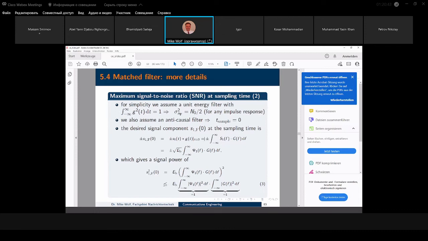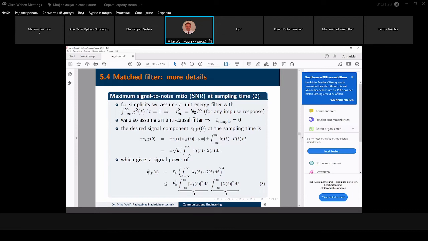This equal sign is only possible if this G of f has the same shape as psi1 of f. Otherwise, you always have this inequality sign. So we know the signal power is in the best case equal to EB. Why is it EB? Because we assumed unit energy for the filter. This was the only assumption. But only if the shape of this G of f is equal to psi1 of f can we use this equal sign.